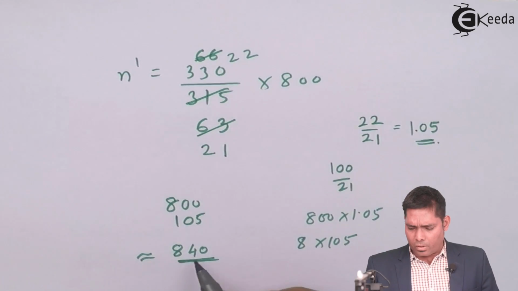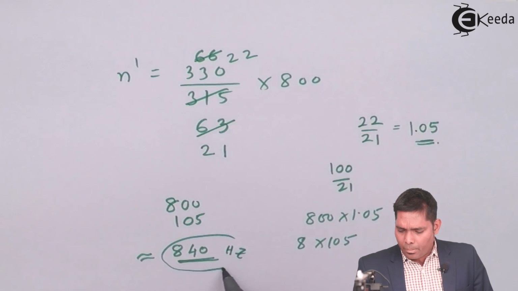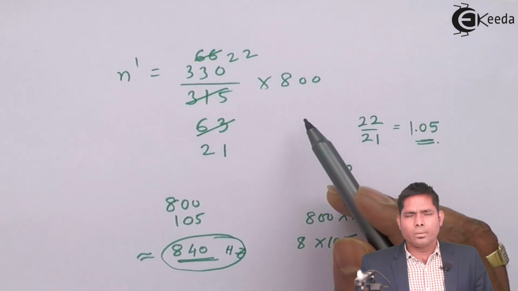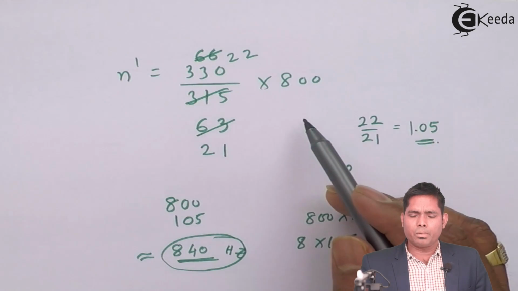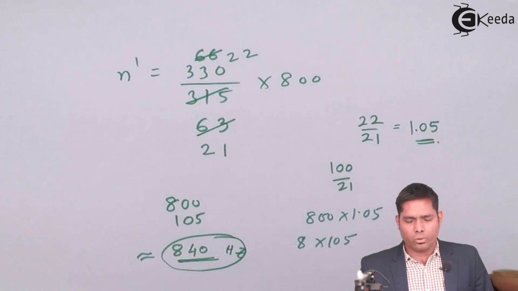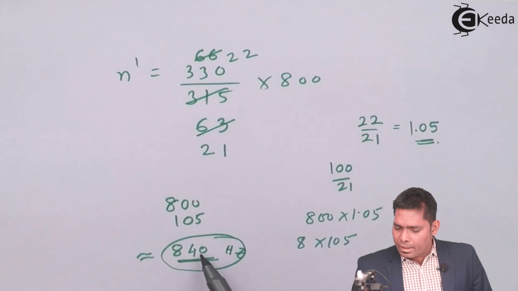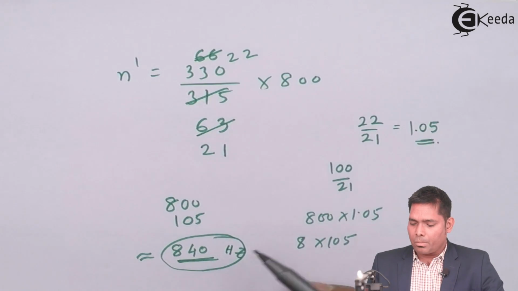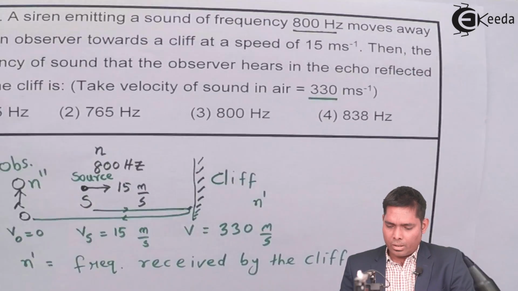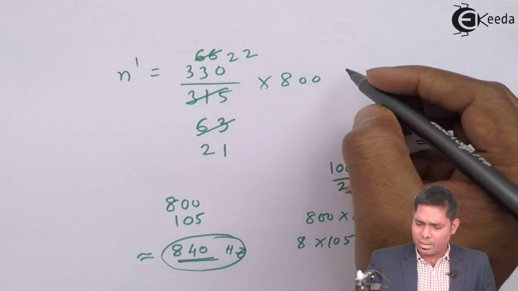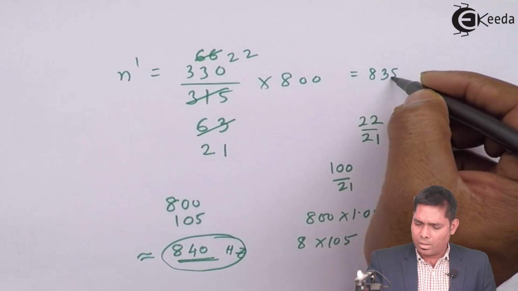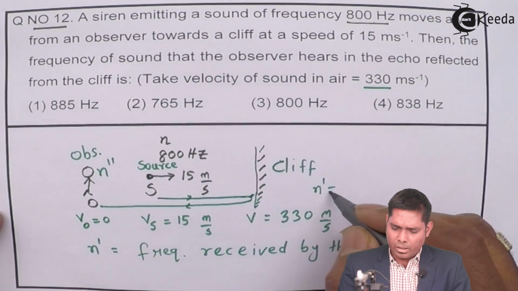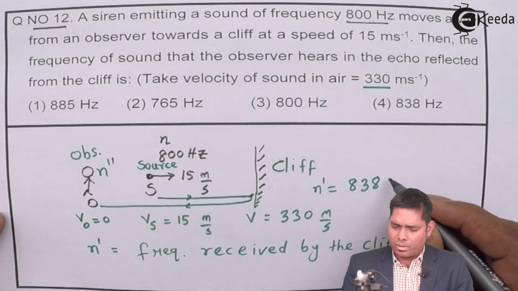I'm approximately getting 840 Hz, and this way you should solve, because the number is such that if you go on for actual calculation, it will take more time, and then you will not be able to solve any other questions. So therefore it is around 840, which is the higher value, so a little less than 840. It is never more than that, because I have rounded up to 5 here. So it is 838. If you go and calculate, you will get 838 hertz. So this is the value that this cliff is receiving, 838 hertz.